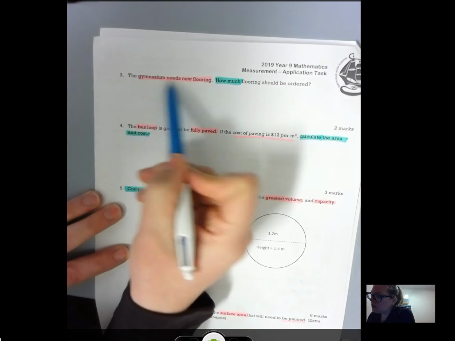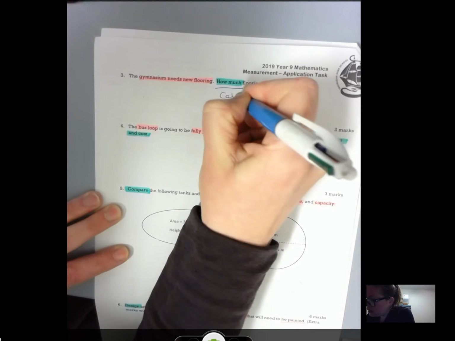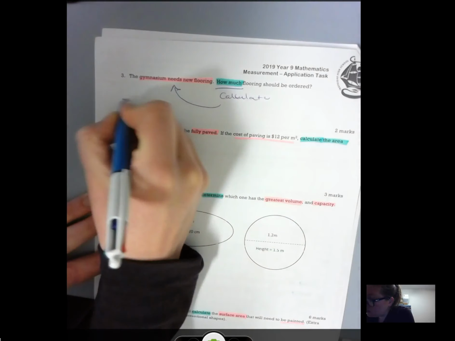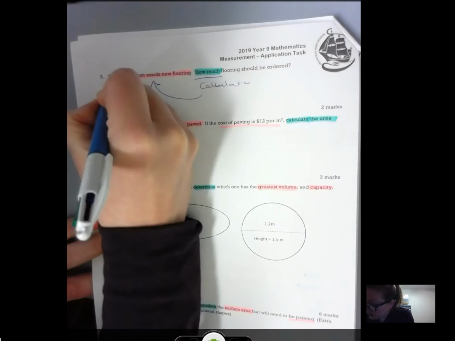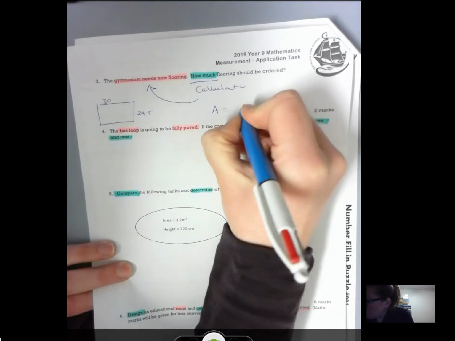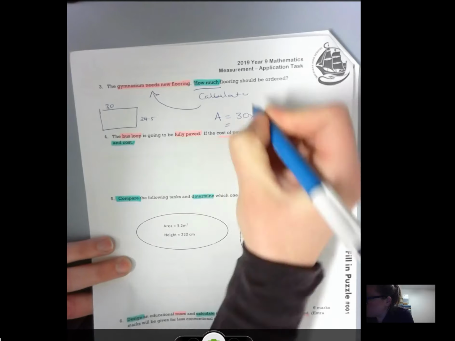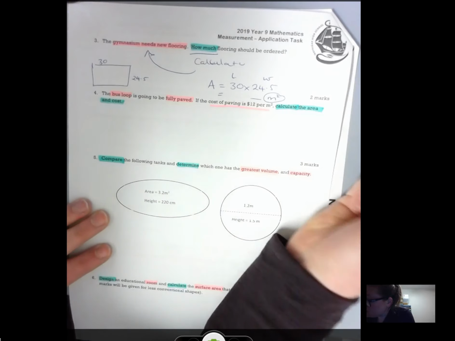Alright, so for this one here, the gymnasium needs new flooring. How much? How much means calculate. And what are you calculating? You need to calculate area in order to do flooring. So we had a rectangle. Go back to the previous page. It is 30 meters by 24.5 meters. So you would find the area as being 30 times 24.5, because the area of a rectangle is the length times the width. Put it into a calculator, and as it's not stated 2 decimal places, remember your units on the end.